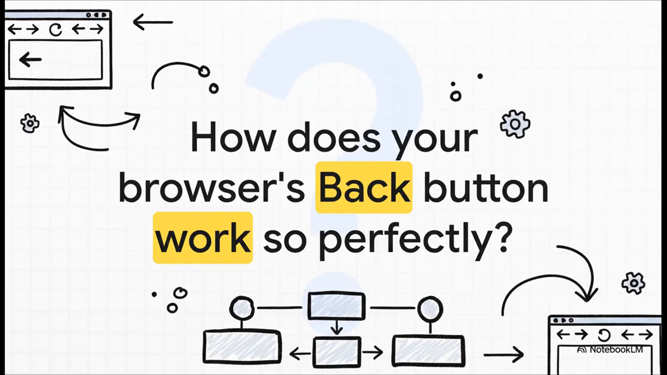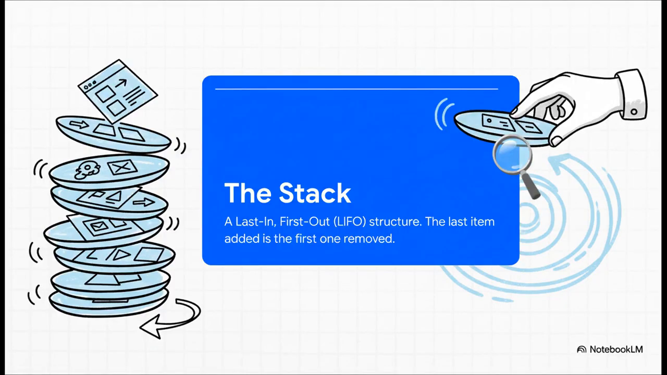It seems so simple, doesn't it? You click a link, then another, then you hit back, and you land exactly where you were before. But how does the browser remember that exact sequence so flawlessly every single time? Well, the secret is a neat little data structure called a stack. Just imagine a stack of plates at a buffet. The last web page you visited gets placed right on top. When you hit back, you just take that top plate off, revealing the one right underneath. Last one in is the first one out. Simple, elegant, and absolutely perfect for the job.